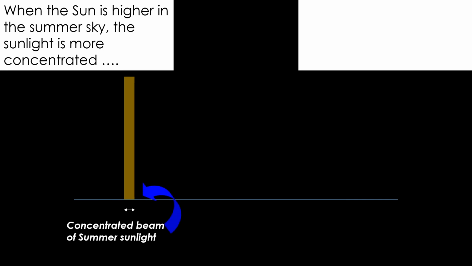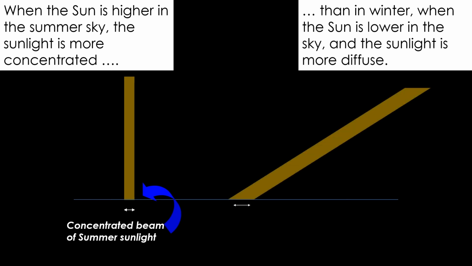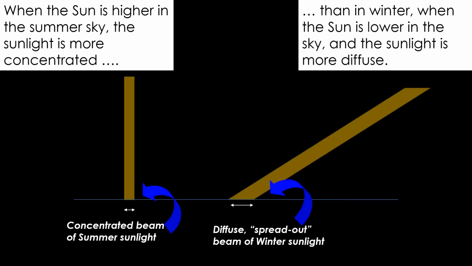So when the sun is higher in the summer sky, the sunlight is more concentrated. It spreads out over a shorter distance. But during the winter, the sun is lower in the sky and comes at the earth more at an angle. And so it's diffuse sunlight, or spread out. The same amount of sunlight covers a larger area. And so that thermal energy gets spread around a lot more, resulting in it being cooler.